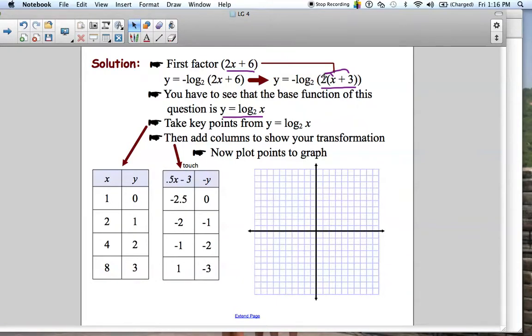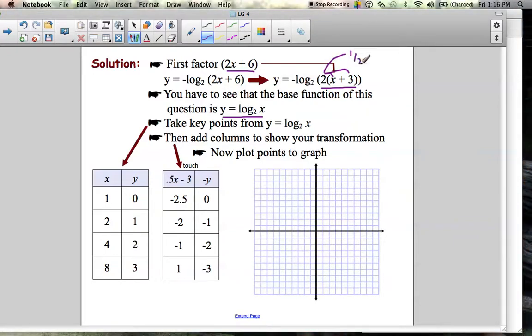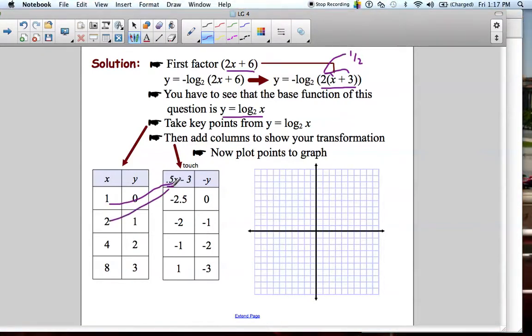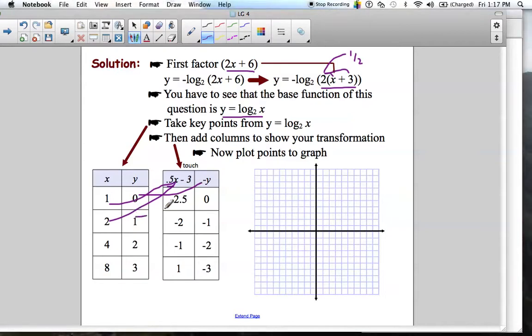Okay, remember this 2 comes out of the bracket and becomes a half, which I just wrote as 0.5, just a quicker way of writing it, of x. And then this plus 3 comes out as minus 3. And then this negative sign is in front of the function, so it's in front of the y. Now it's just input. This goes into there, this goes into there to get all these new x values, and then I take these y values into there to get all these y values.